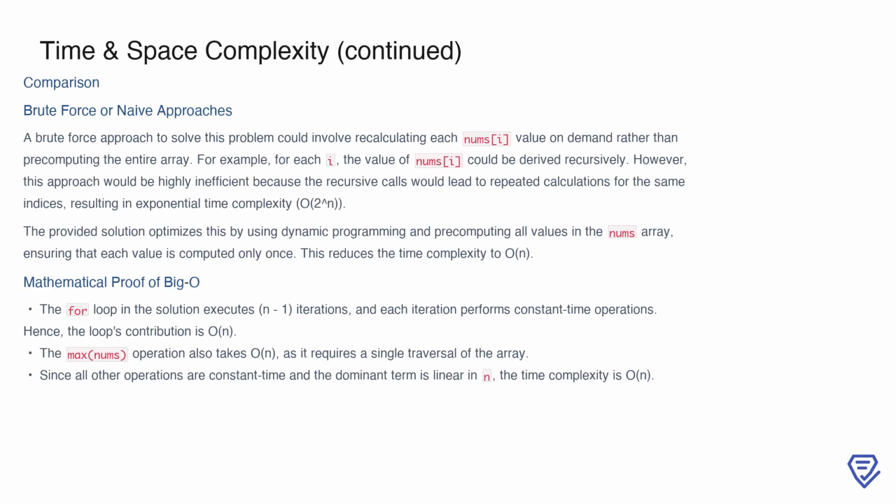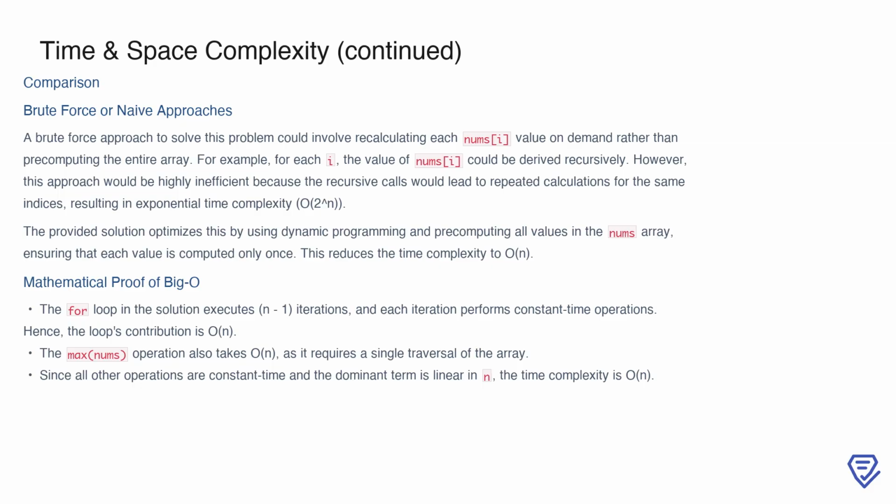When comparing this optimized solution to a brute force approach, we see a significant improvement. A naive method would involve recalculating each nums[i] value on demand, potentially using recursion. However, this would result in repeated calculations for the same indices, leading to an exponential time complexity of 2 to the power of n. In contrast, the solution we've implemented uses dynamic programming to pre-compute all values in the nums array. This ensures that each value is calculated only once and avoids redundant computations. As a result, the time complexity is reduced to O(n).